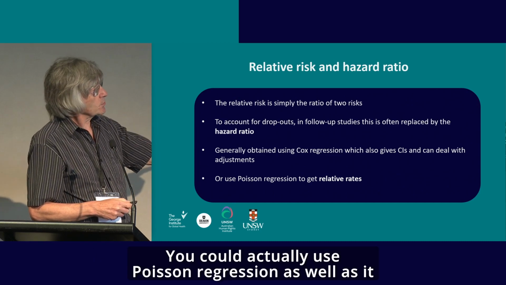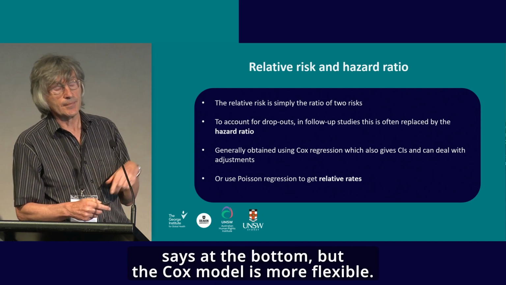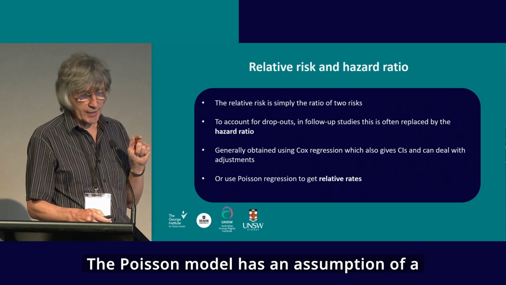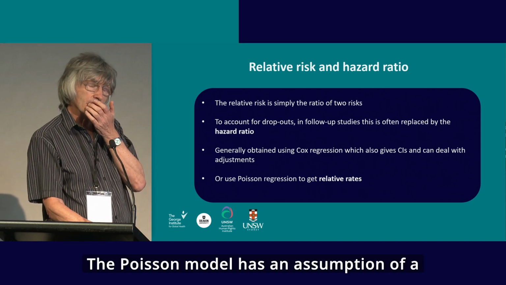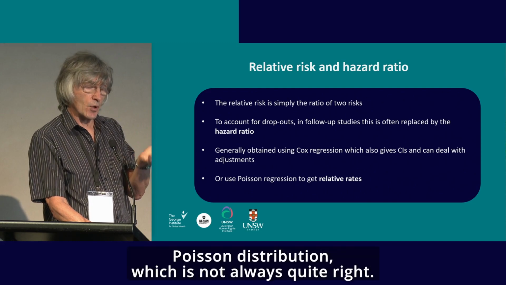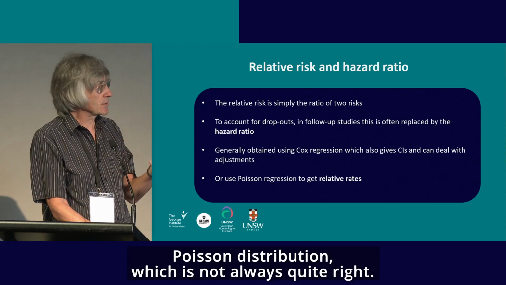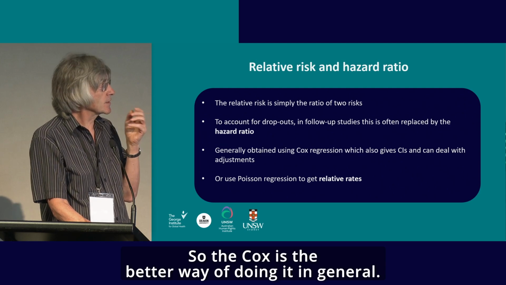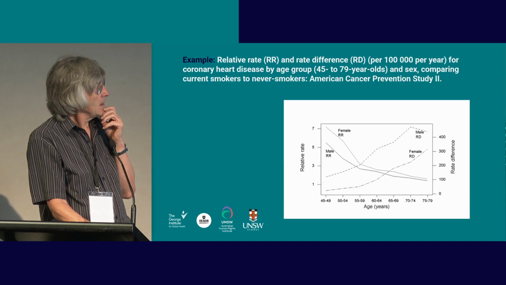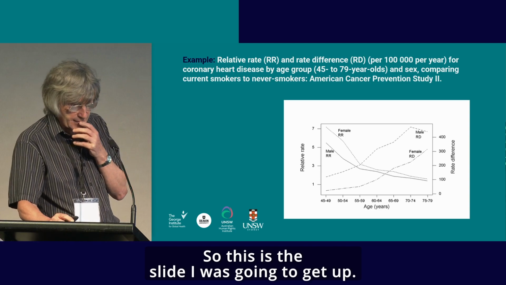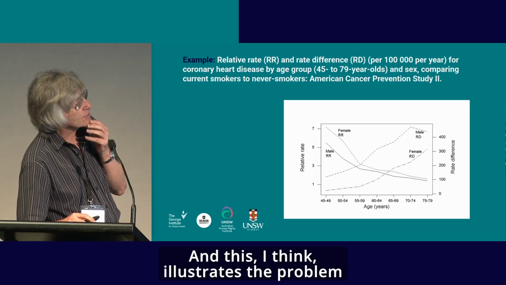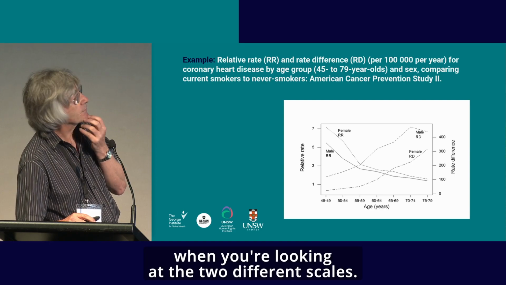You could actually use Poisson regression as well, as it says at the bottom, but the Cox model is more flexible. The Poisson model has an assumption of a Poisson distribution, which is not always quite right. So the Cox is the better way of doing it in general. So this is the slide I was going to get at. And this, I think, illustrates the problem when you're looking at the two different scales.